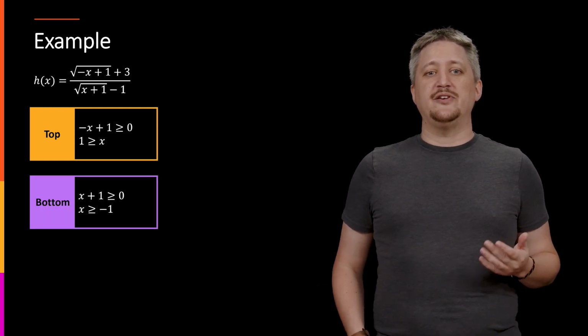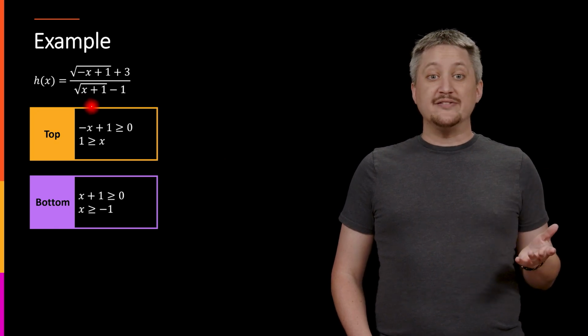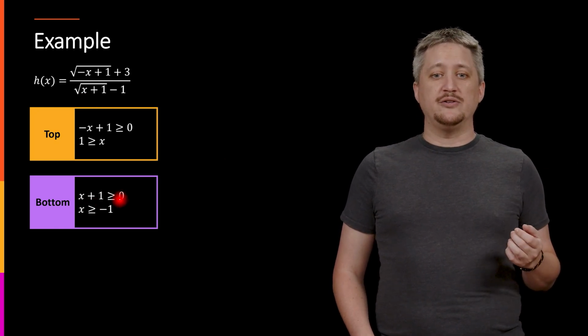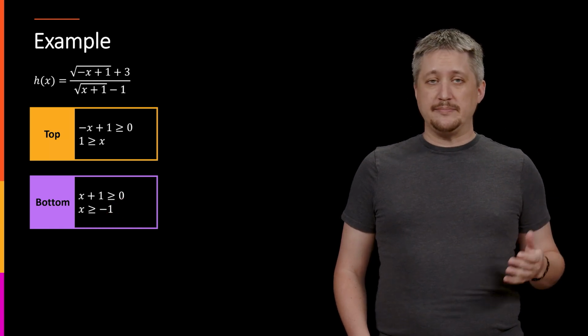So we take the bottom, and again, square root, so we have an even root here. That means that we want the inside to be not negative, so we have x plus 1 greater than or equal to 0, and that gives us that x has to be greater than or equal to negative 1.